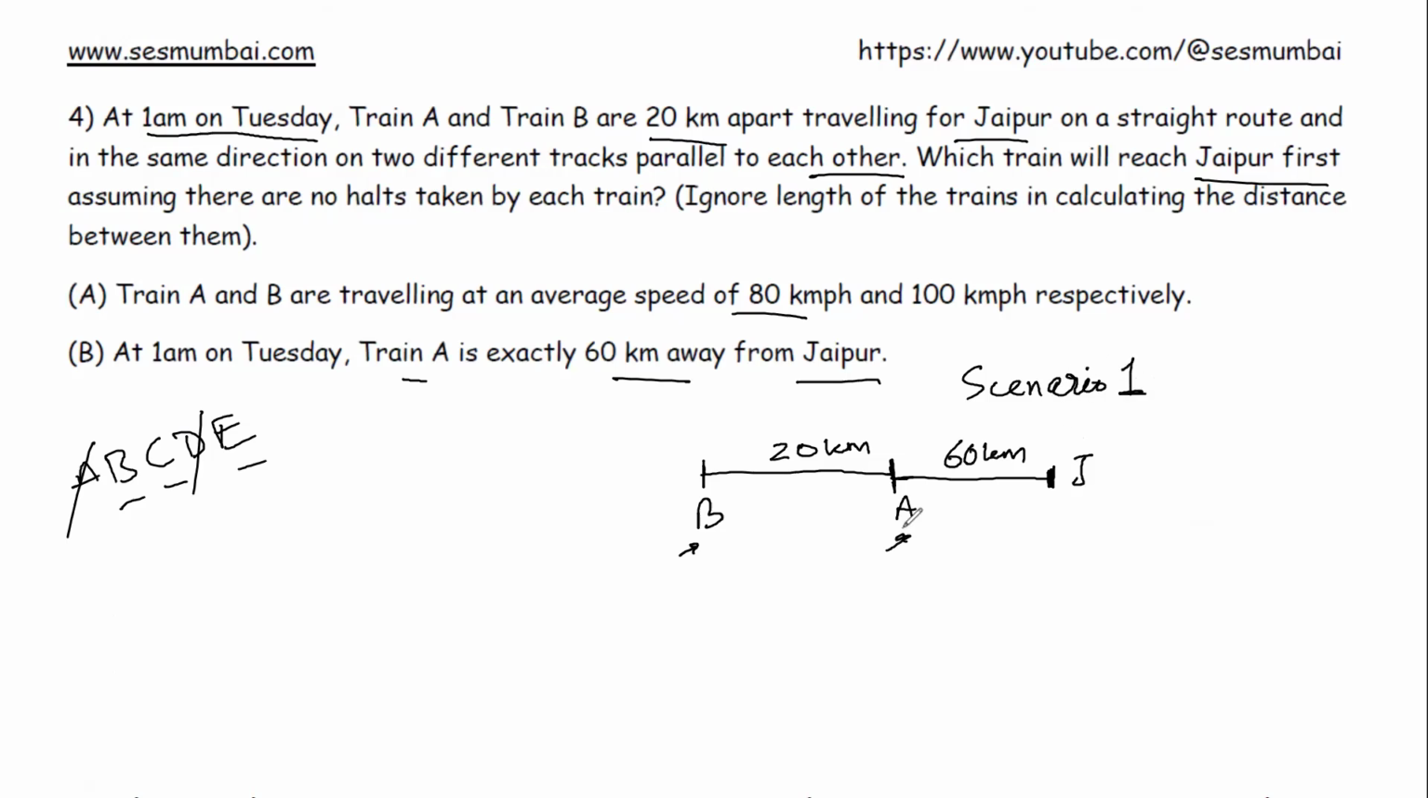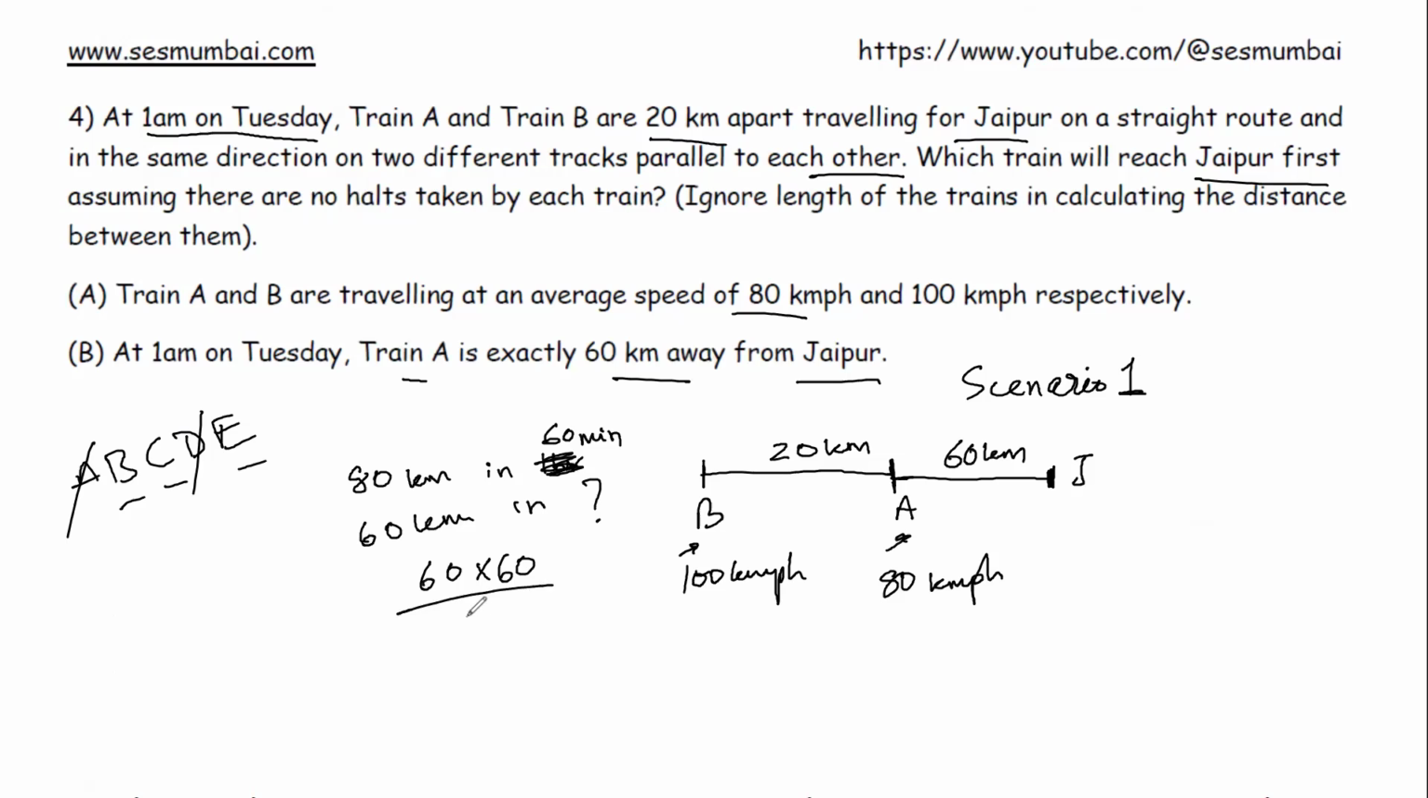Okay. So A is ahead of B. A is 80 kilometers per hour, and B is 100 kilometers per hour. So let's find out the time taken by them. So A's distance from Jaipur is 60 kilometers. So at 80 kilometers in 1 hour or 60 minutes, I would say, to travel 60 kilometers, it will take how much time? So 60 into 60 upon 80. 3 8s are 24, 4 15s are 60. 45 minutes.